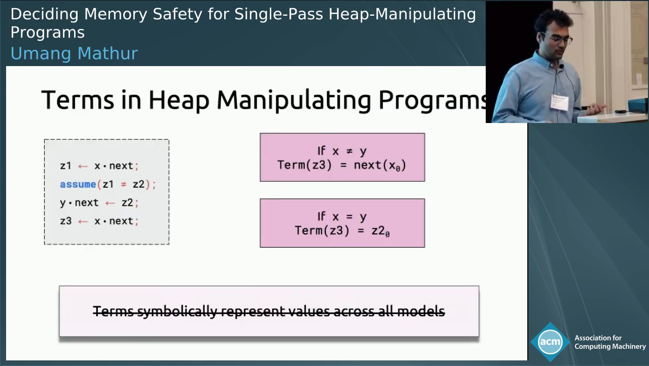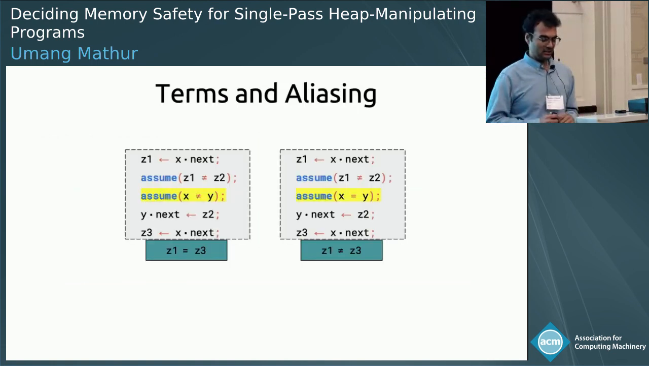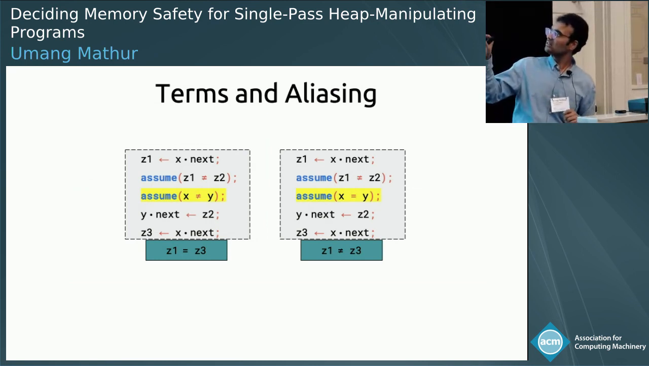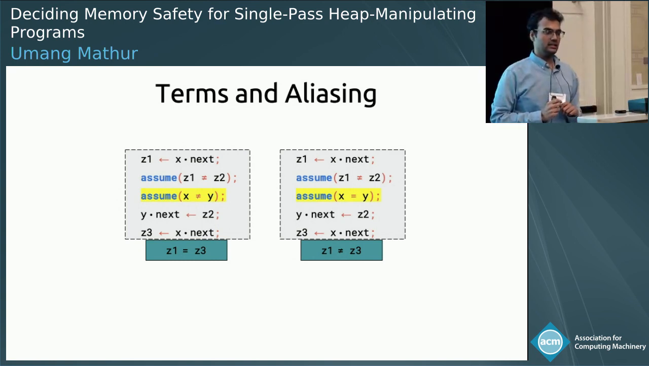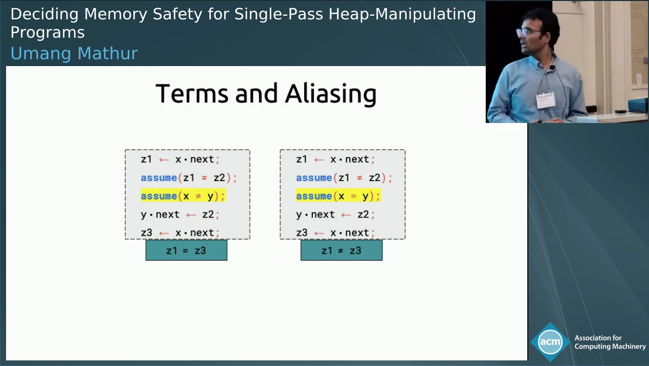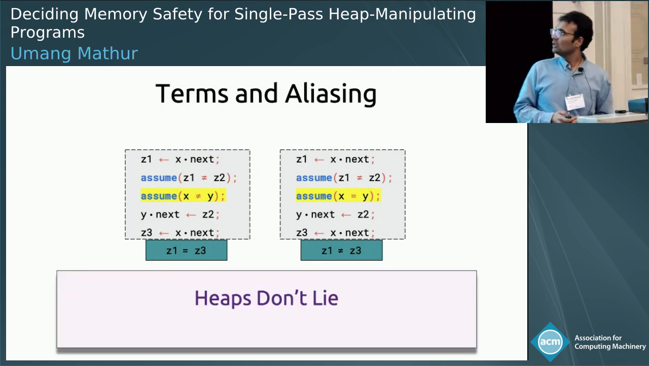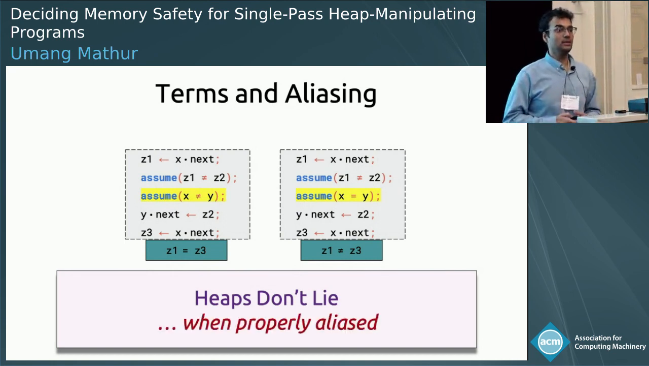And the crux of the problem comes from the lack of aliasing information, and that's the purpose of this slide. So by that I mean the following. If in the same execution, I were to annotate this execution with these extra assumptions, assume x not equal to y, or perhaps assume x equal to y, then you can indeed define terms, and all the relationships between all the variables can be determined accurately. In other words, heaps don't lie when properly aliased.